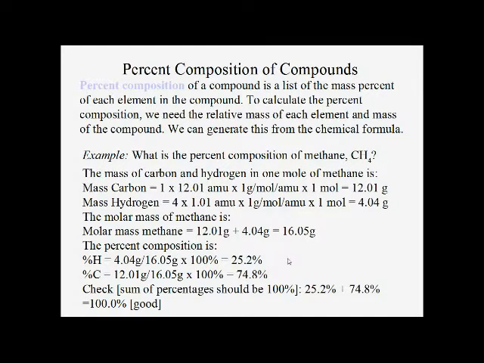So if you're doing mass percents, very good thing just to check your math is see if they add up to 100%. And this adds up to 100%. If it adds up to 100.1, 100.2, 99.8, that's within the rounding error.